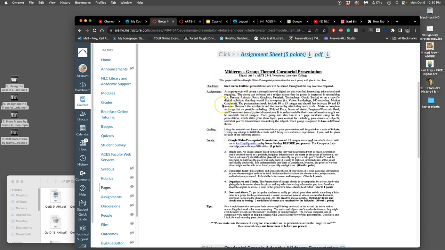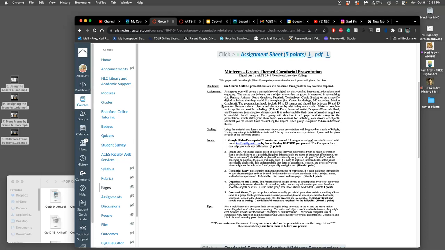So I'll just read through it. As a group, you will curate a themed show of digital art that you find interesting, educational, and engaging. The theme can be based on a subject matter that the group is interested in researching, i.e. fantasy animals, retro graphics, futuristic technology, comic books, or on a specific digital technique that they would like to explore. Vector renderings, 3D modeling, motion graphics.